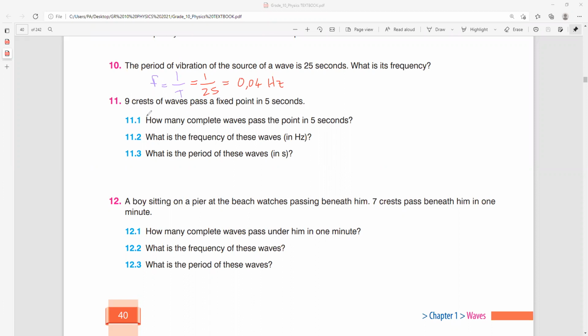Number 11 now. People, 9 crests of waves pass a fixed point. So they want to say, people, you have 9 waves. Okay, this is the number of waves. The time is 5 seconds. Let's write the givens. N is given, it is 9. And time is 5 seconds. Let's see what is asked now. How many complete waves pass the point in 5 seconds? Okay, already given, 9 waves. The answer is 9 waves, people, because they said 9 crests. 9 crests means 9 highest points, 9 waves.